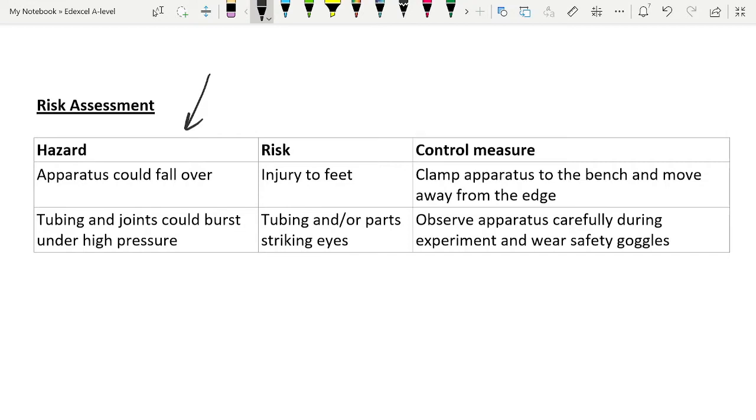One is that the apparatus could fall over. That's especially relevant for apparatus B because it's quite tall and it could fall on your foot and cause injury. The suggested control measure for this is that you clamp the apparatus and make sure it's not near the edge of the bench. The second, and probably the more likely, is that because you're putting the equipment under high pressure, there is a possibility of a burst somewhere in the equipment, with tubing or parts flying off and hitting you in the eyes, and therefore you have to wear safety goggles during this experiment.